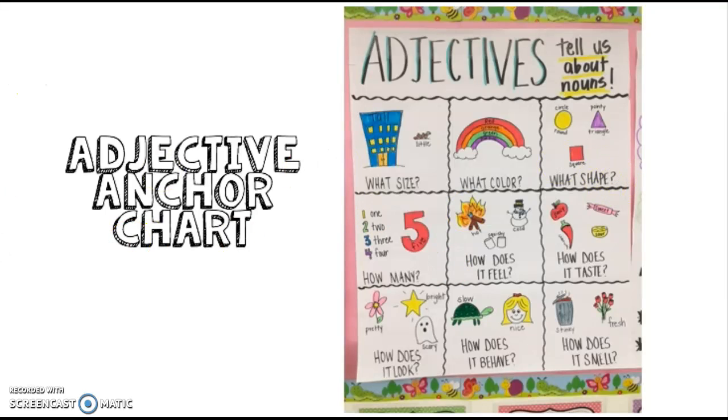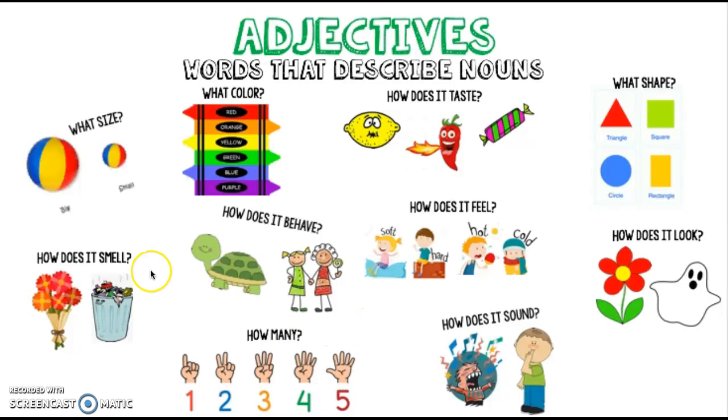My anchor chart has 9 questions. I think this slide has 10. So there's one that I couldn't fit onto the chart. But anyway, you could discuss the size of things, the colors, how do things taste, for example, sour, spicy, or sweet, shapes, how does it look, so words like pretty or scary, that's why I chose those 2 pictures.